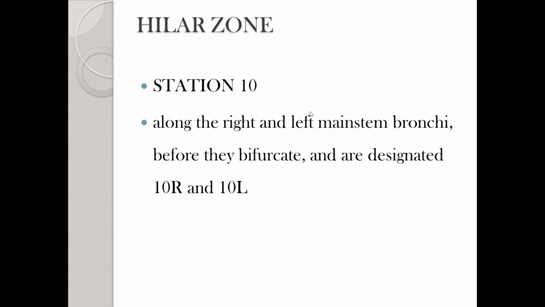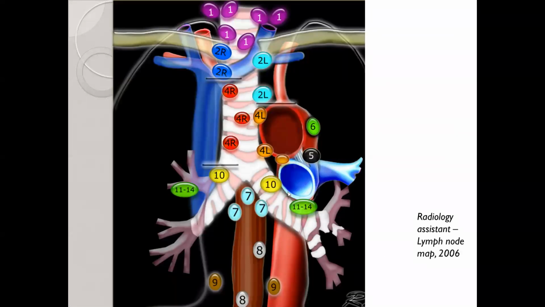Next is the hilar zone, which refers to station 10. In station 10, the lymph nodes are found along the right and left mainstem bronchi right before they bifurcate, and are designated as 10R and 10L, depending on whether they are present on the right side or on the left side. Here we see that the bronchi is going to divide, and right before it divides, we can locate the station 10 lymph nodes.